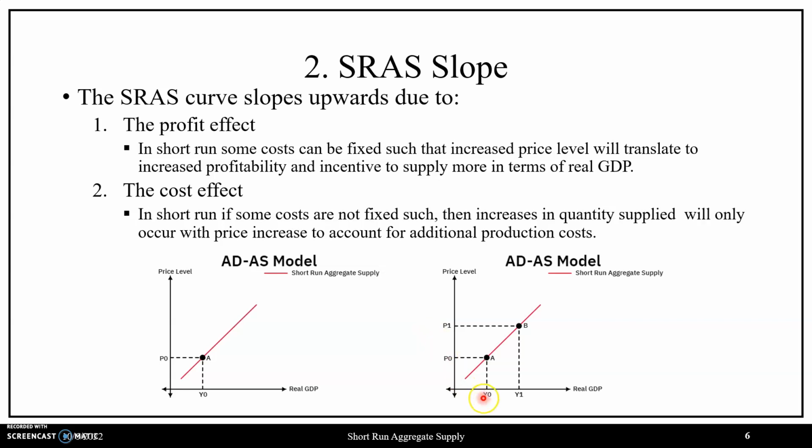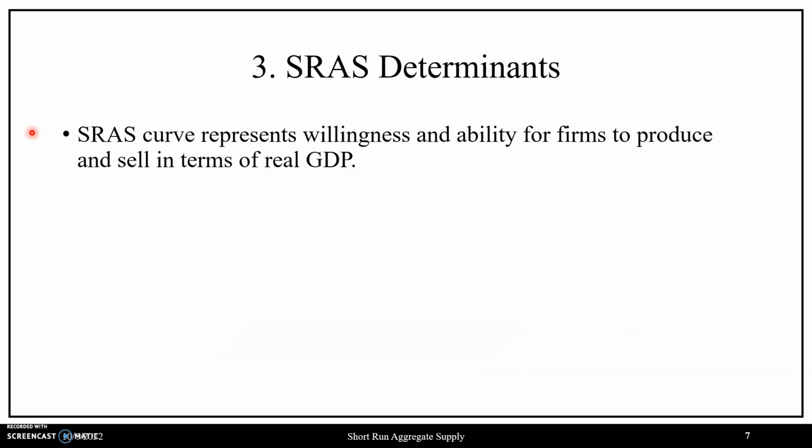So then, to go from Y0 to Y1, firms would respond by offsetting this by raising the price on their goods and services, translating into the price level of the economy going from P0 to P1, which lands us once again on point B, in which there's a positive relationship between the price level and the quantity level of real GDP supplied as required.